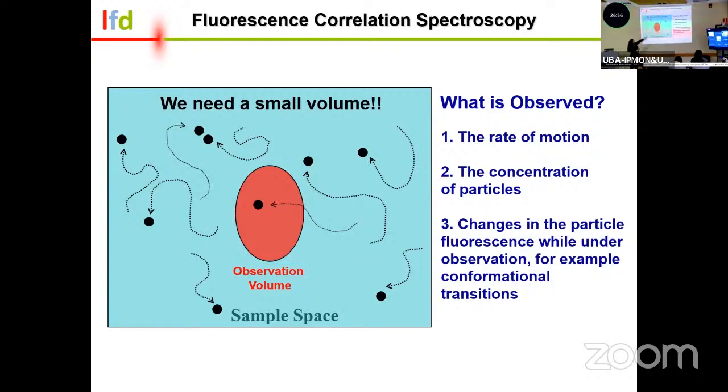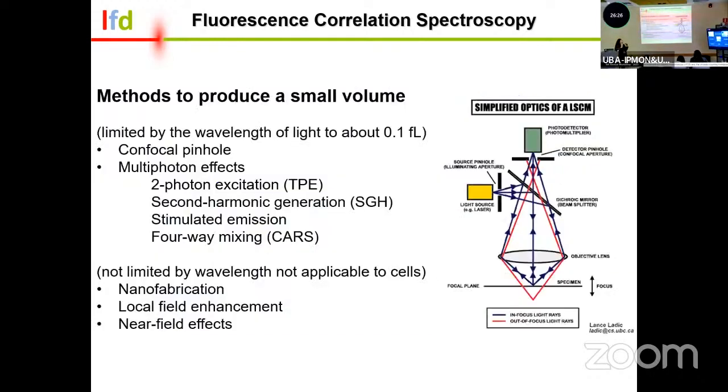And based on those fluctuations, what is observed? We can get the rate of motion, which is diffusion. We can get concentration of molecules, and we can get changes of the particle fluorescence while under observation. So we can look at conformational transitions, right? So if the molecule changed shapes, or if the molecule had interactions with other proteins, right? The fluctuations are going to be in the data, and that interaction will be in the data, and we can extract that data. All right, so there are many methods to produce a small volume.